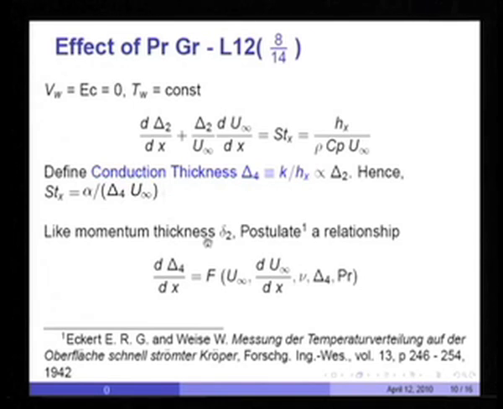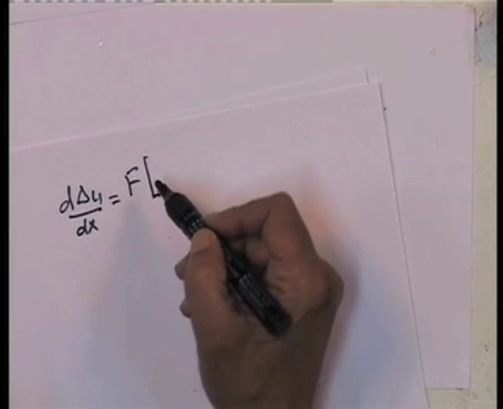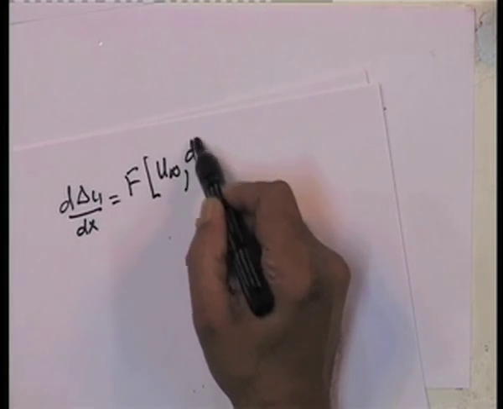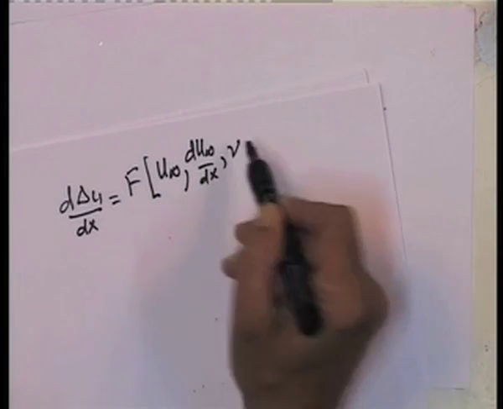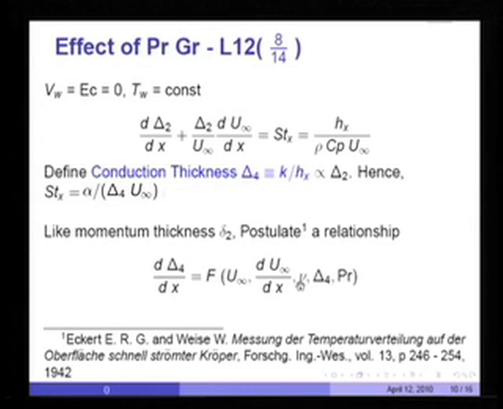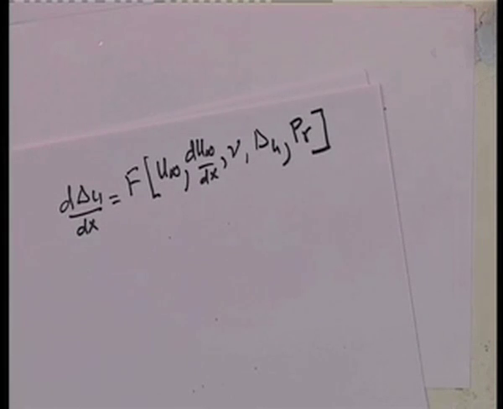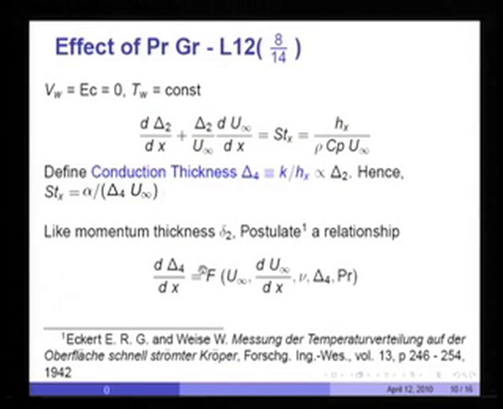the rate of growth of conduction thickness, d delta 4 by dx, will first of all be governed by the rate of growth of momentum thickness delta 2, which in turn was governed by u infinity, du infinity by dx, and nu. So there will be those first three parameters here, and then of course it will also be governed by delta 4, and it would be governed by the Prandtl number. We are following a strategy very analogous to the results we had derived for the integral momentum equation.